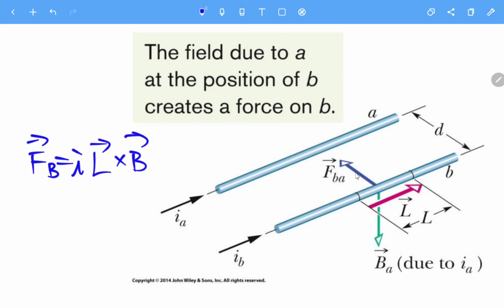And then you can practice it by yourself. You can verify that the B field generated by IB here is something in this direction, and then you can verify that FAB should point to that side. So FAB and FBA point to the opposite direction, which means that these two wires are attracting each other.